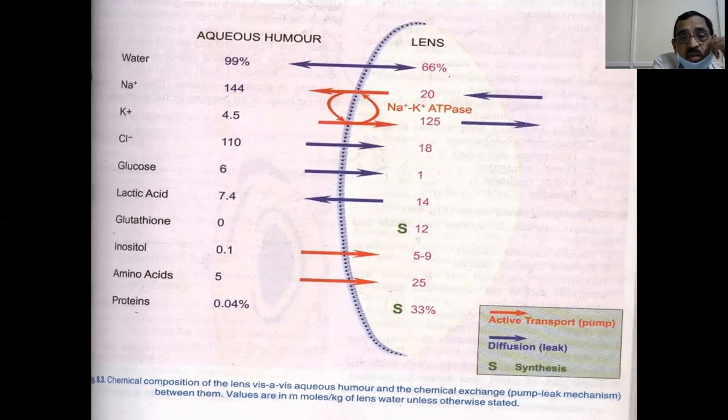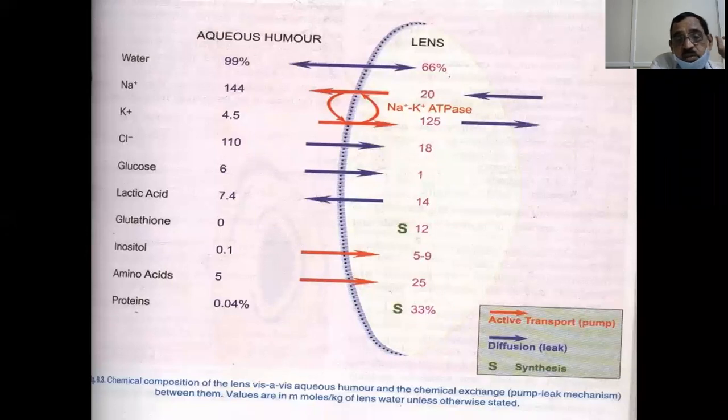Glucose is more in the aqueous humor when compared to the lens. Lactic acid is also in the aqueous humor, but it is less when compared to the lens. Glutathione is actually synthesized in the lens. Inositol is another thing, which is 5.9 in the lens and 1.1 in the aqueous humor. Amino acids are in plenty, about 25 in the lens and 5 in the aqueous humor. And 33% of the proteins are synthesized in the lens and 0.04% in the aqueous humor.